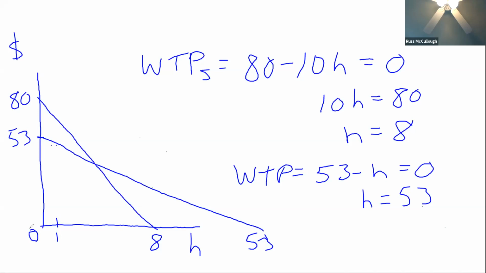So in slope intercept form, 53, let me get my little spotlight thing here again. 53 minus h. When h equals 0, the vertical intercept is 53. So that's the slope-intercept form. 53 is the intercept, and the slope is -1.